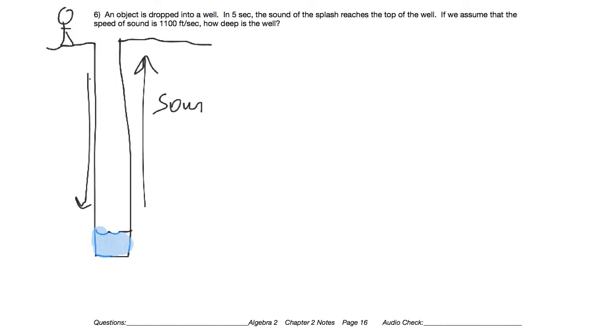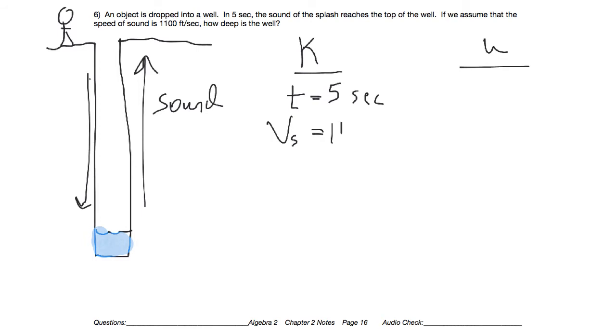Sound is not instantaneous. It actually has to travel at 1,100 feet per second. So it's going to take a little bit of time for the object to drop, but then it's also going to take a tiny fraction of time for the sound to continue as well. Both of those times should add up to 5 seconds. There's a total of 5 seconds. We also know that the velocity of sound is 1,100 feet per second.